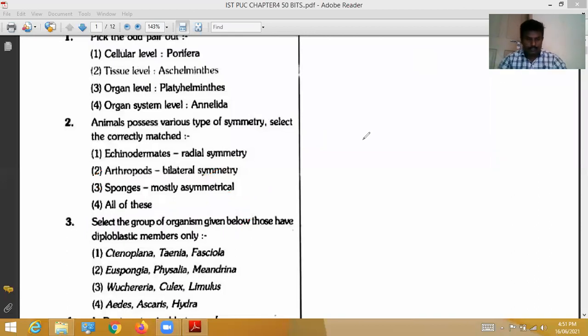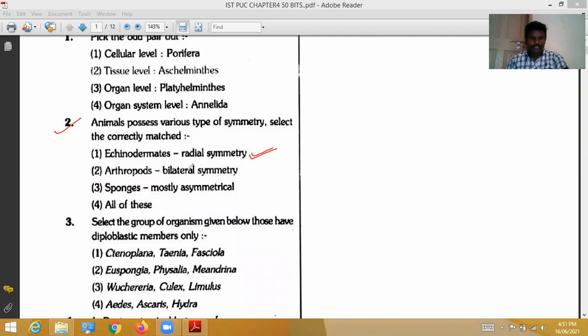Here, the second bit: animals which possess various types of symmetry. Select the correct match. Echinodermata show radial symmetry. So this is correct. Echinoderms, like starfish, show radial symmetry. Radial symmetry means the body is divided into equal halves. So option 1 is correct.